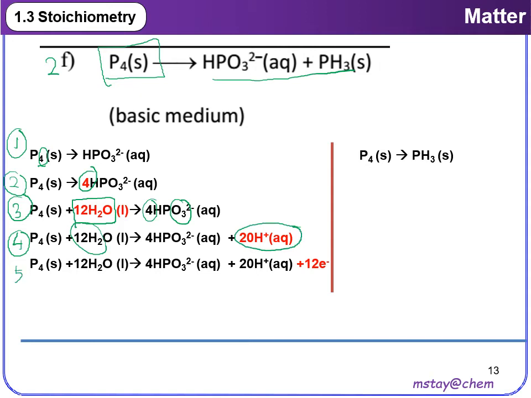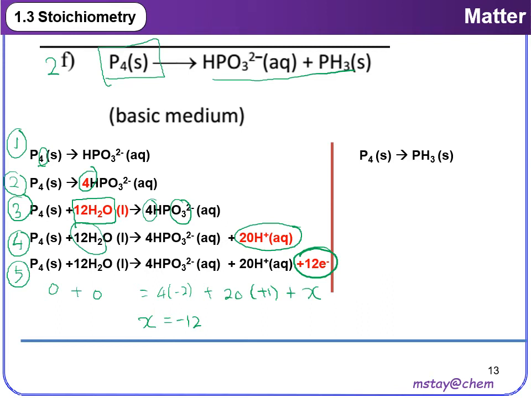Step number 5, we are going to balance the charge. The charge for phosphorus 0, water 0, 4 times negative 2 plus 20 times positive 1. So very obvious, right hand side is more positive, so we add x here. So x will equal negative 12. That is why here we add on 12 electrons. Okay, after finishing the first half equation, now we proceed to the second half equation.